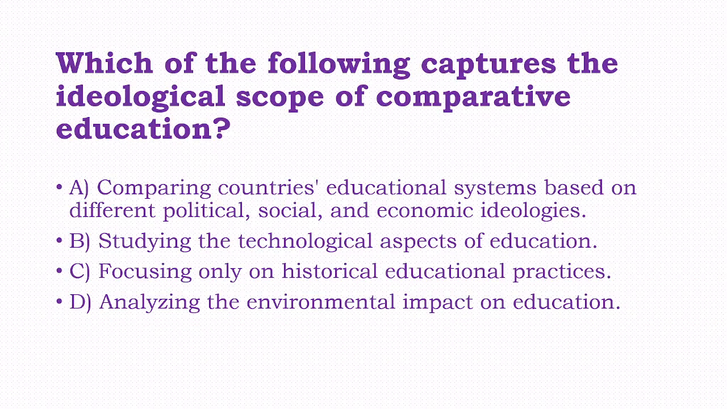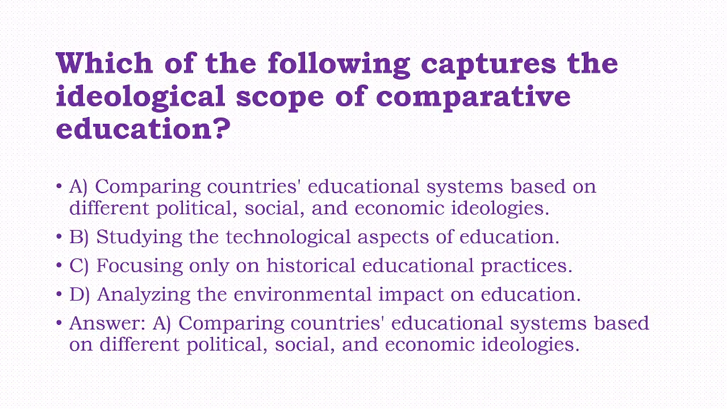Next, which of the following captures the ideological scope of comparative education? Option A, comparing countries' educational systems based on different political, social, and economic ideologies; B, study the technological aspect of education; C, focusing only on historical educational practices; D, analyzing the environmental impact on education. Answer of this question is option A, that is comparing countries' educational systems based on different political, social, and economic ideologies.